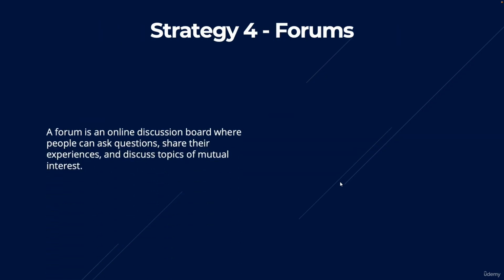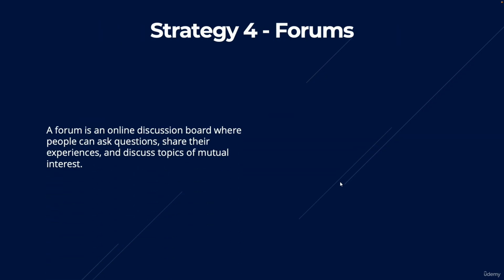Strategy number 4, forums. Forums are pretty much an online discussion board where people can ask questions, share their experiences, and discuss topics of mutual interest. You can actually use targeted forums to generate affiliate marketing sales, and the way you do that is by finding forums related to the products or services that you want to be an affiliate for. I'll dive into the finer details later on in the course, but for now, you just need to understand that forums can be used as a valid traffic source to generate affiliate marketing sales.